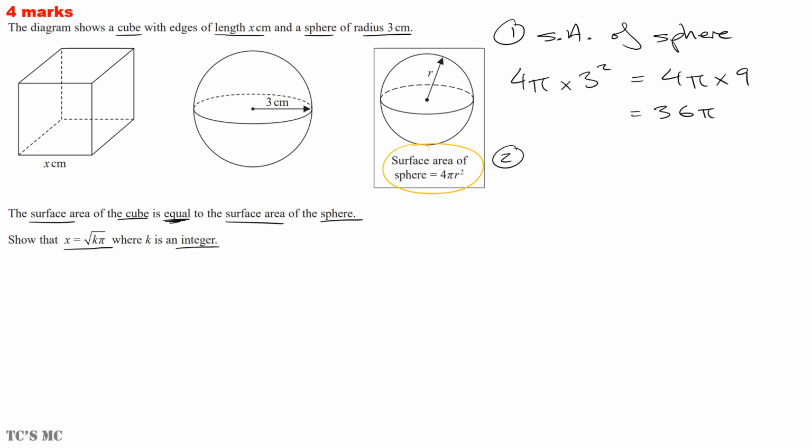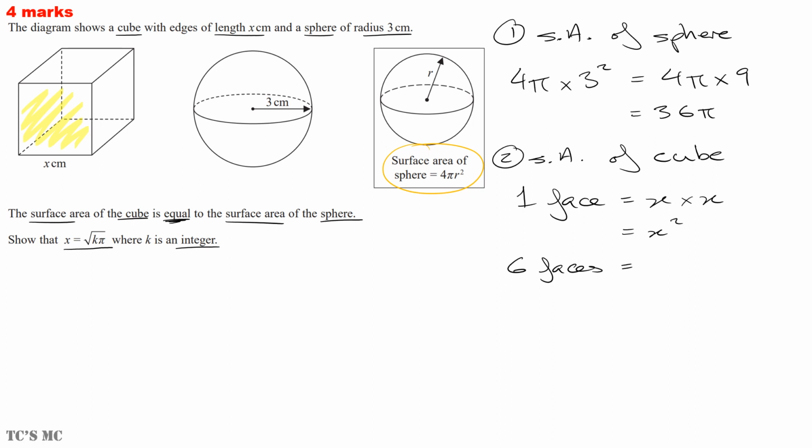Step 2, we can try and work out the surface area of the cube. We know that a cube has faces made up of squares, so I'm first going to work out the area of one face. One face is one of these squares, and the area would be x multiplied by x. That is x squared. But in a cube there are 6 faces. For these 6 faces, we need 6 multiplied by x squared. We get 6x squared. We now have a second mark.